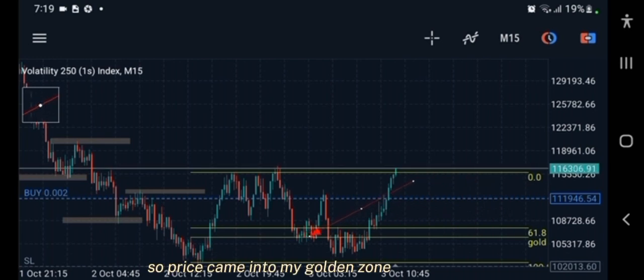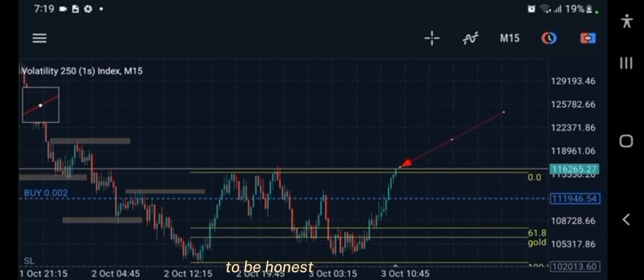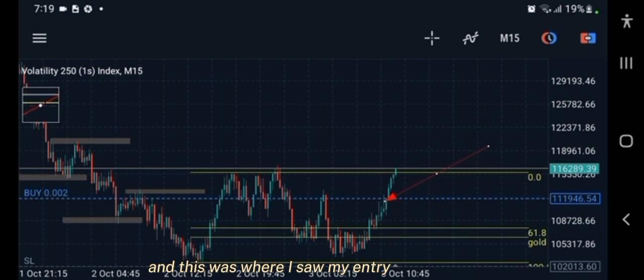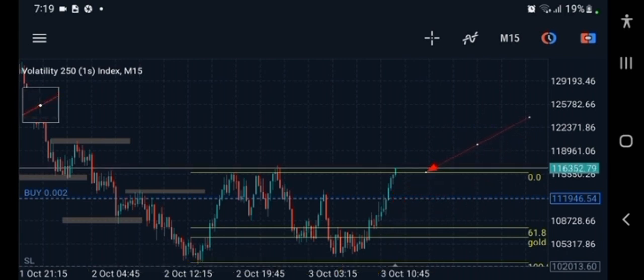So price came into my golden zone, but just because price came into my golden zone, I had to wait for my confirmations. Right, so I got my confirmation. Price did not break the base, so I should have entered in my golden zone. But guys, to be honest, I woke up a little late this morning, and this was where I saw my entry, so I took it because the trade was going in my direction.